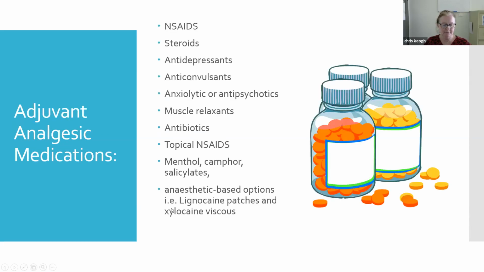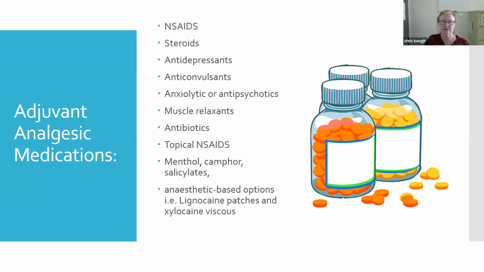If we're looking at adjuvant analgesia medication, something that we use with the stronger opioids, it just refers to medications that are co-administered, so used with analgesia to either enhance pain relief or manage some of the adverse effects. Non-steroidal anti-inflammatory drugs are medications which are anti-inflammatory. They've got an analgesic property and an antipyretic, so used to reduce fever.